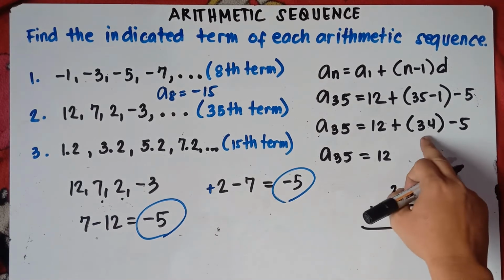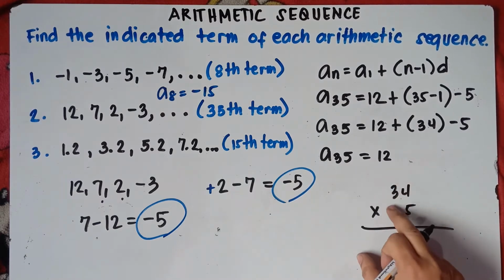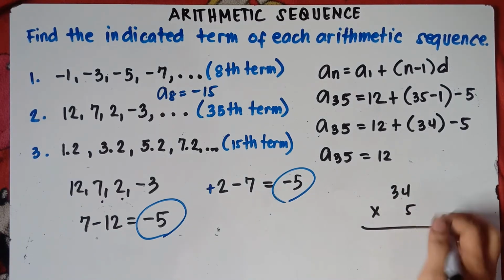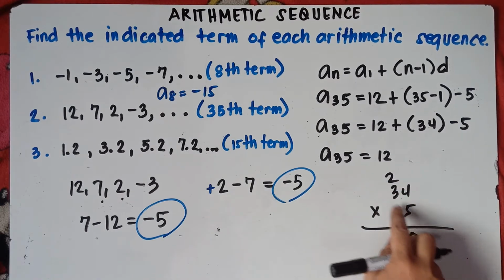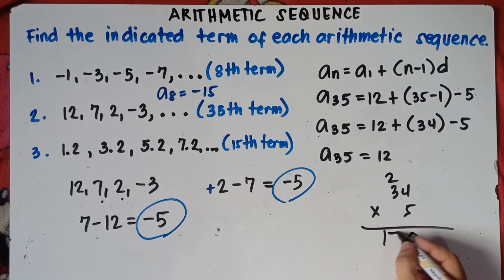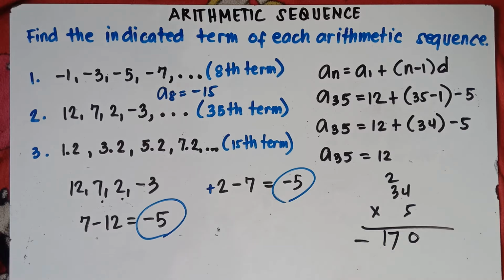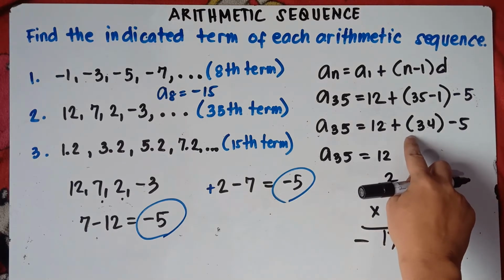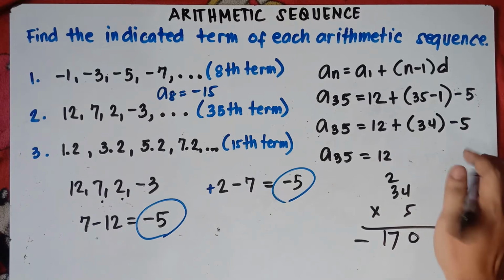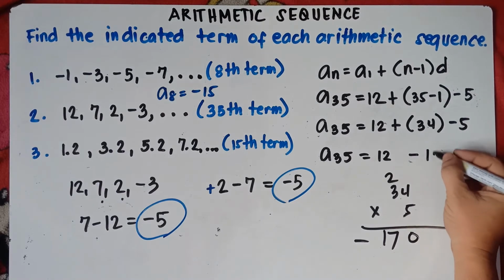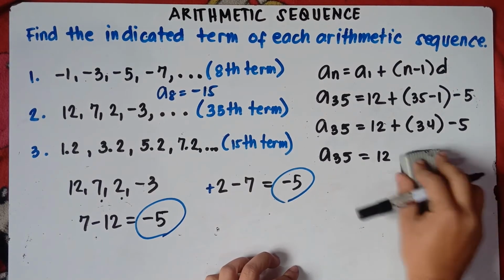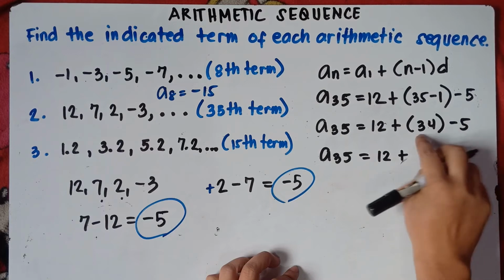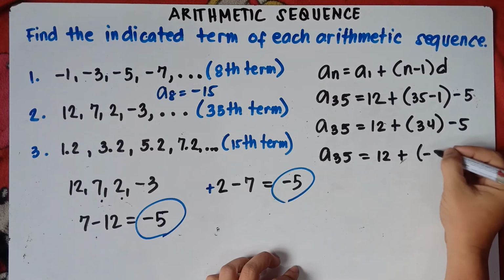Once again, class, positive times negative, the answer should be negative. So let me just erase the negative sign first. So let me multiply this one. 5 times 4 is 20, 0, carry 2. 5 times 3 is 15, plus 2 is 17, 170, class. Of course, this will be negative 170 because positive 34 multiplied by negative 5, the answer is negative 170.